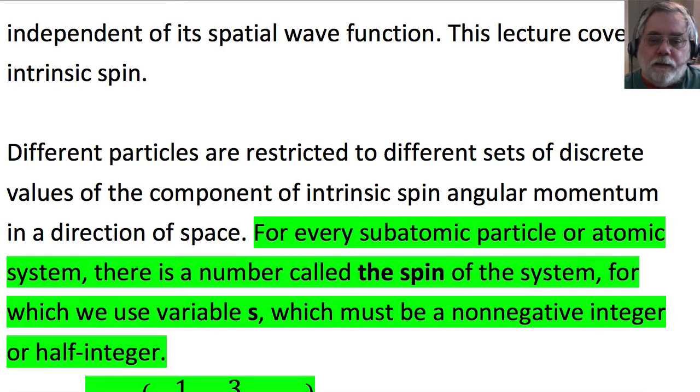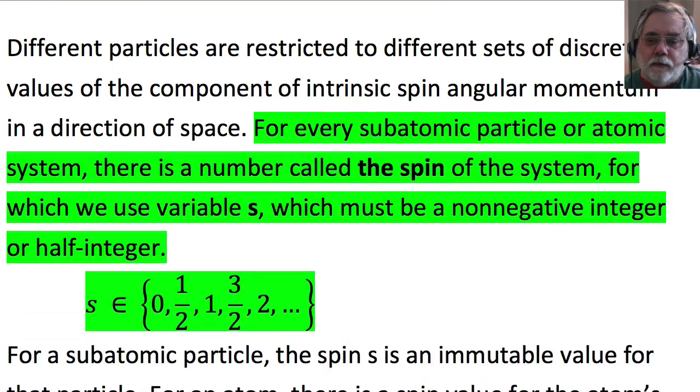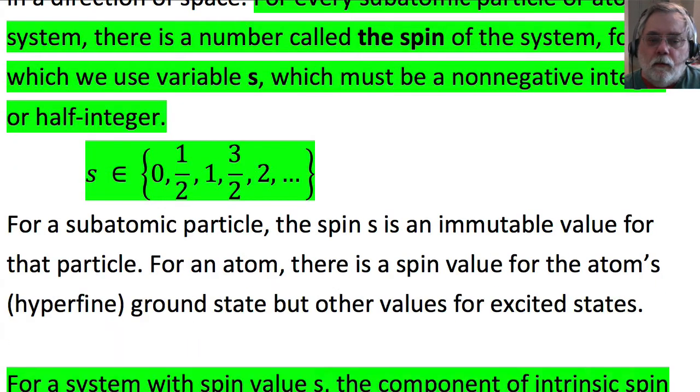Different particles are restricted to different sets of discrete values of the component of intrinsic spin angular momentum in a direction of space. For every subatomic particle or atomic system, there is a number called the spin of the system, for which we use variable s, which must be a non-negative integer or half integer. So 0, 1/2, 1, 3/2, 2, and so on. For a subatomic particle, the spin s is an immutable value for that particle. For an atom, there is a spin value for the atom's lowest ground state, but there are other values for excited states.